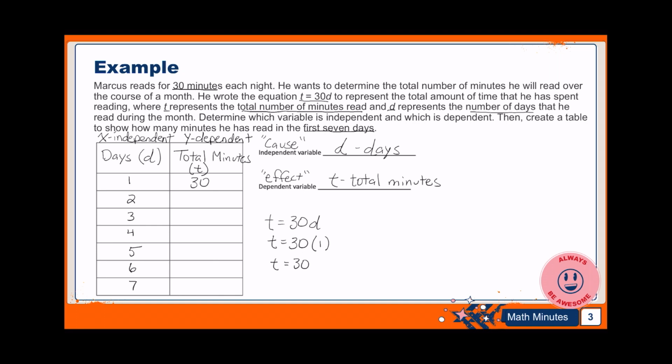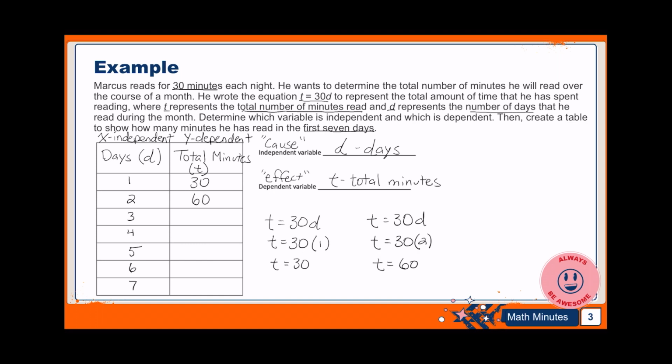Now, the pattern for this one is relatively simple, so I'll only do the next one just to show you, then we won't substitute them all in. My equation is the same, t equals 30d, but now I'm trying to determine how many total minutes he reads if he does this for 2 days. So I'll substitute 2 for d. I'm going to do my multiplication. 30 times 2 is 60. So I'll put 60 here.